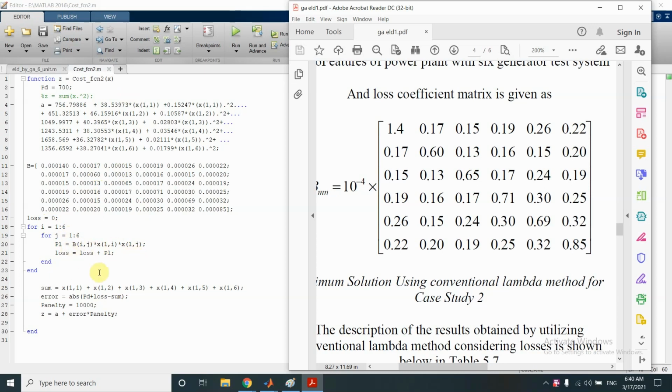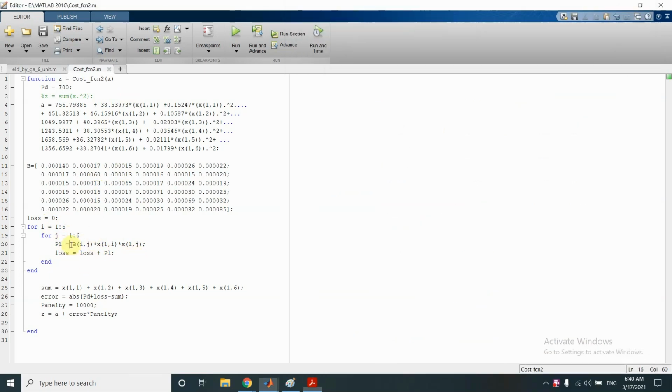And we keep on adding these terms that we get after multiplication of element of B matrix and respective generation to the loss variable. So we would keep on adding this term to the loss variable until all the iterations of these two nested loops are completed. Then at the end, this loss variable would give us the total power loss.